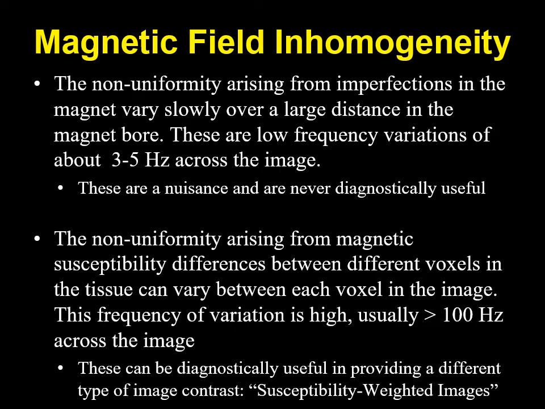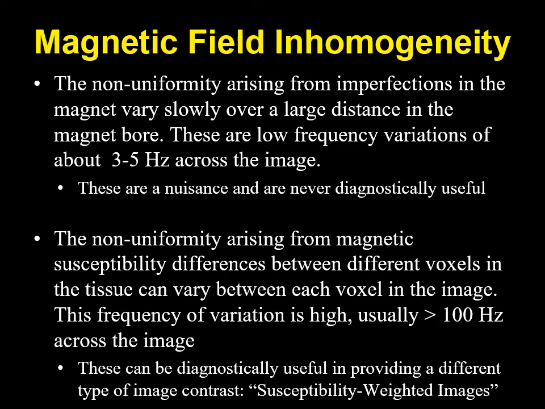So all MRI imaging systems have this magnetic field uniformity that varies over the field of view when scanning body parts. This non-uniformity arises from imperfections in the magnet. They vary slowly over large distances in the magnet bore, somewhere in the range of 3 to 5, perhaps 6 or 7 cycles across the whole image. They are a nuisance and are never diagnostically useful.